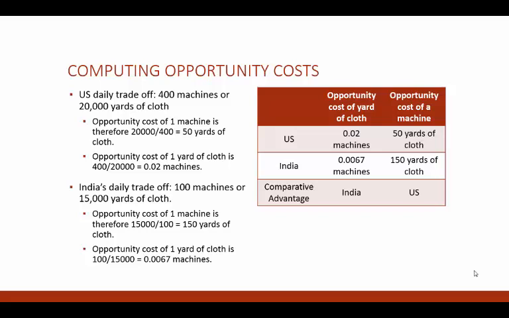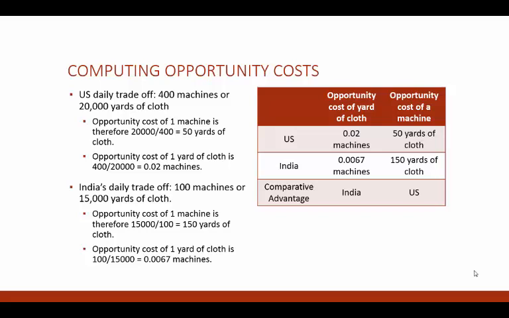Now, looking at India. In a day, with the focus on machine production, India could produce 100 machines, in which case it gave up 15,000 yards of cloth that would otherwise have been produced. Therefore, at the unit level, the opportunity cost of producing a machine in India is 150 yards of cloth. Similarly, the opportunity cost of a yard of cloth is 0.0067 machines.